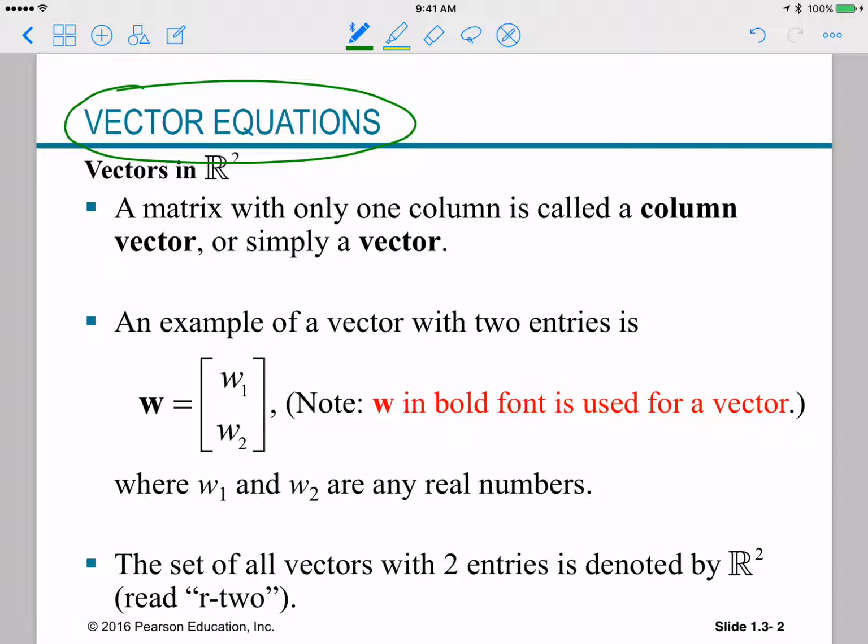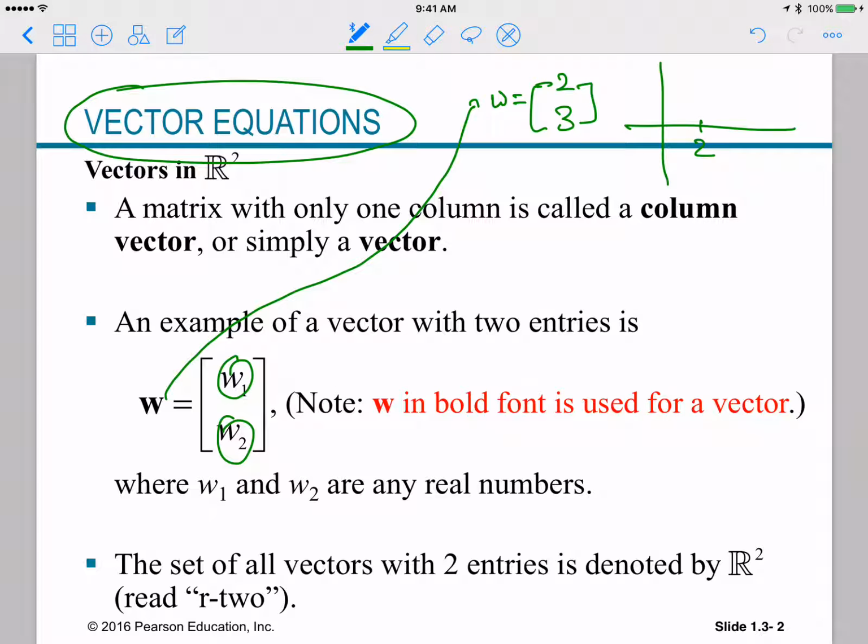So you guys know the vector, which is different from a scalar. A scalar is just a single value, and a vector is a set of those numbers, but these are ordered numbers. So in this case, w, for example, can be (2, 3). And this is a vector, right? You can think of this as a point, (2, 3), and then this vector.